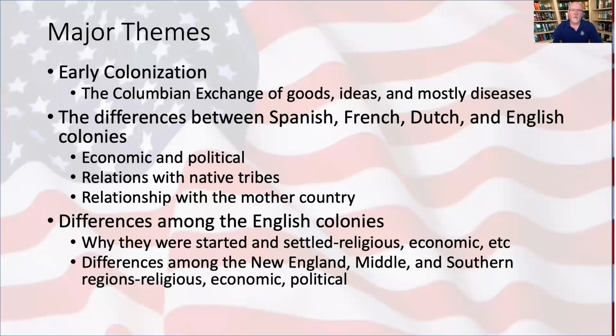The English were probably the most different from the Spanish, French, and Dutch, as the English brought over a huge number of colonists to settle and farm the land. And as we will see in the next slide, their relations with the native tribes was much more contentious than the other three European powers, because they basically got into a number of contentious wars that we'll talk about on the next slide with the native tribes that the other countries did not.